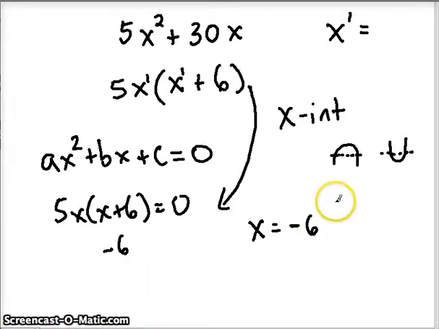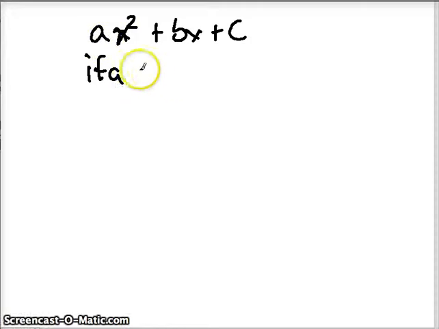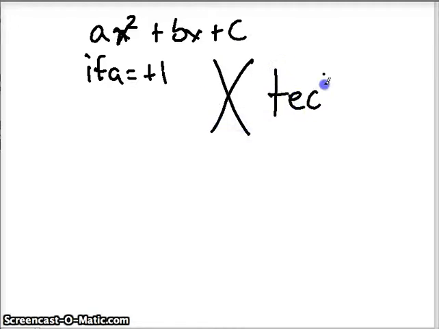Now, one more method. I think we can squeeze it in here. Let's try it. More quick method. If you have a quadratic, here's the generic form, the standard form. And if a, right there, if a is equal to +1, then we're allowed to use this method that I'm about to show you. It's called the X technique.